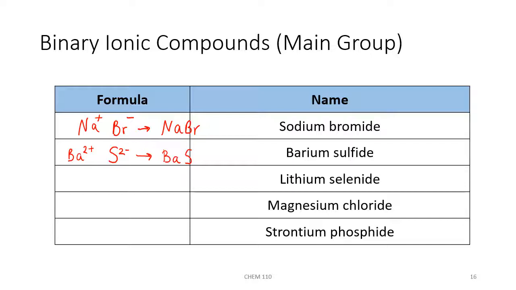Lithium selenide. Lithium is a group 1A metal. It forms a +1 charge. Selenide comes from selenium, which is Se. It's a group 6A nonmetal, and it will always form a -2 charge. So now if we were to put those together, one lithium with one selenium ion, the charges would not cancel. We only have a +1 and a -2. We'd be left over with a -1 charge.